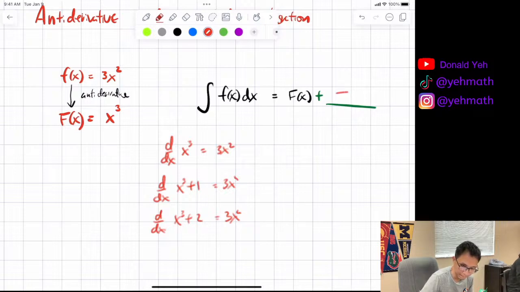And that's represented by C, or is it just any number? C. So capital F of x plus C. That C is a constant. C could be any number, because the derivative of a constant is going to go to 0. And then you see why that C is very important.